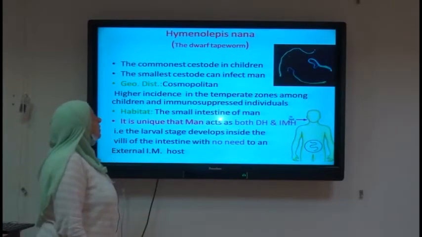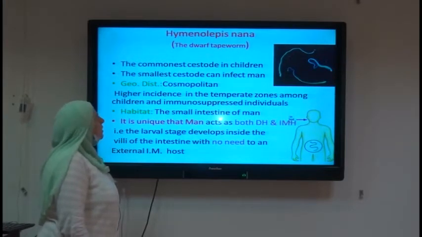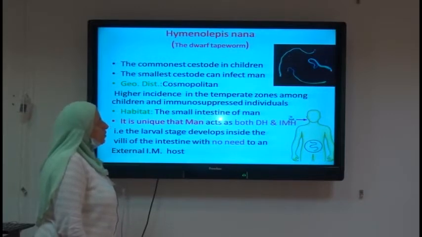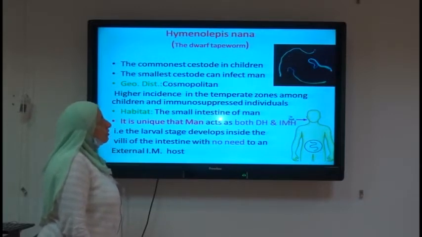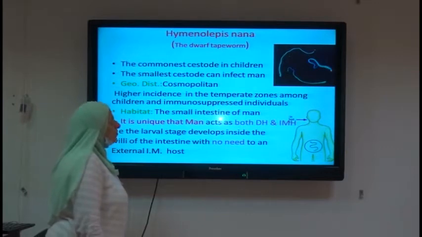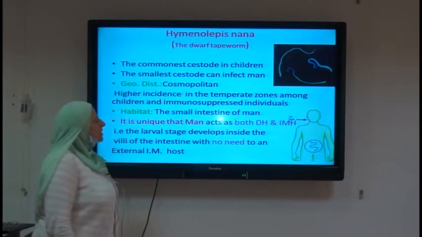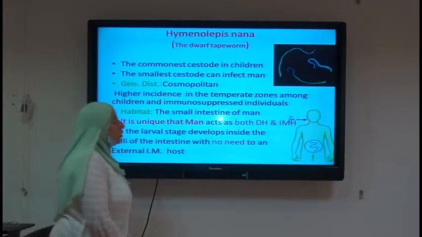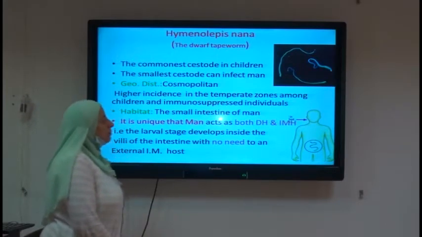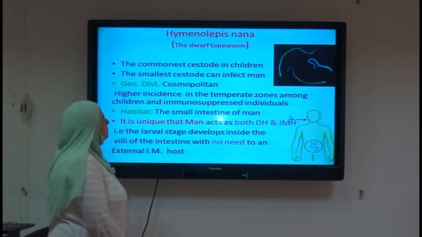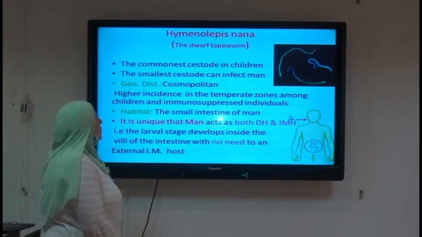Hymenolepis nana is the commonest cestode infecting children, and it is also the smallest cestode that can infect man. But you have to pay attention that the smallest cestode whatsoever is Echinococcus granulosus. However, in this worm the adult stage is present only in dogs, and man is infected by its larval stage only. Okay. Geographically, it is cosmopolitan or worldwide.